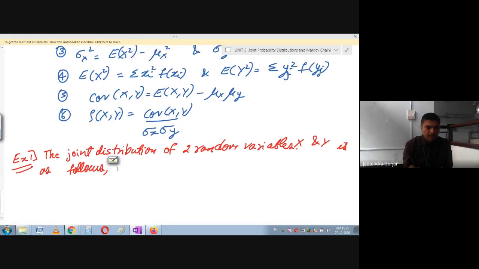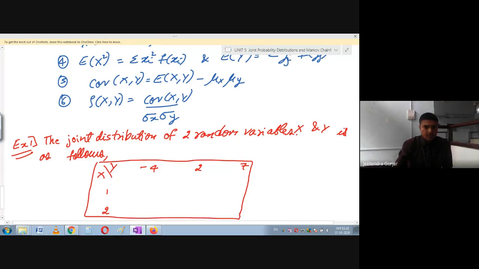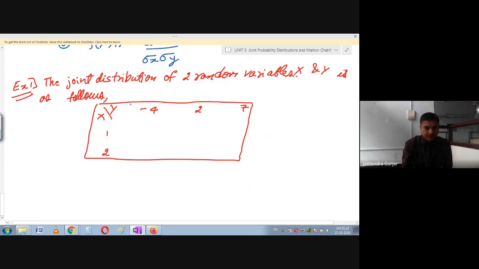Now you can see in the beginning they have given a table. This is y, and they have given here 4, 2, 7. Similarly, here they have given 1 and 2. So I'll try to make this matrix. I am not good at diagrams, but this much is clear, I think.